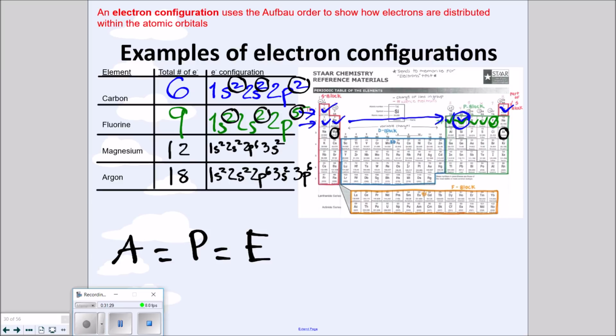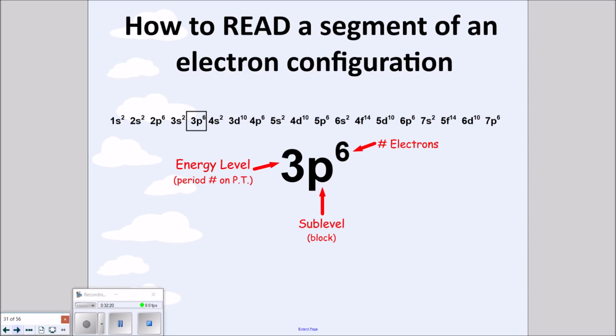Welcome back. Hopefully you have figured out the electron configurations for magnesium and argon. Here you can check your answer. It is important for you to remember how to read a segment of the electron configuration. Remember that the big number in front is the energy level.